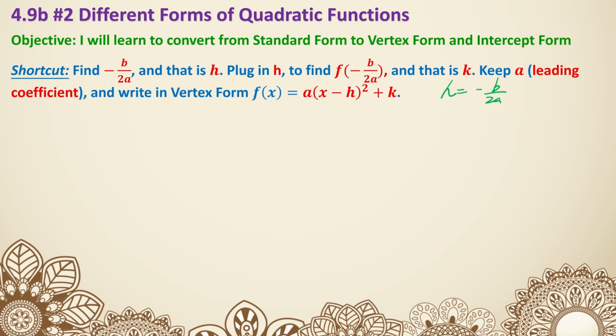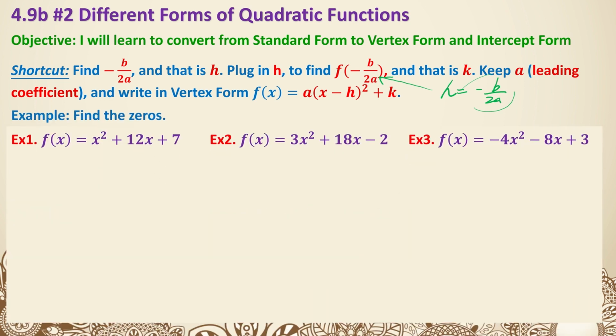As soon as we have that, because (h, k) is a point on the graph, if we found h, we plug it in and we will be able to find our k. And then we keep the leading coefficient, and we will have our vertex form. So let's practice.